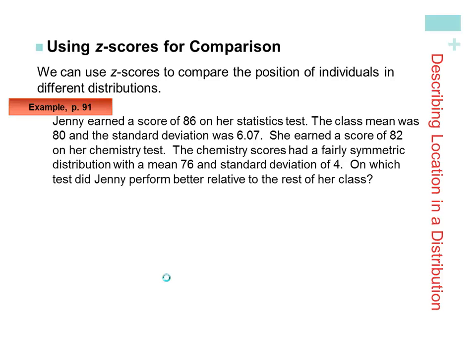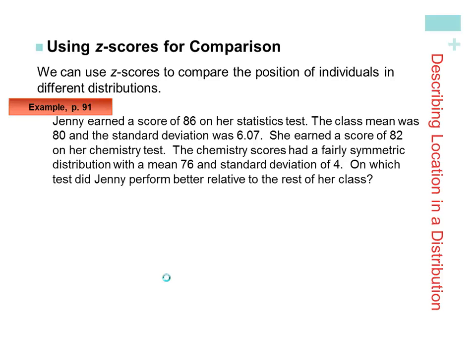So she got her stats test back and she got an 86, where the mean was an 80, and the standard deviation was 6.07. And she scored an 82 on her chemistry test. So 86 versus 82. Should she be happier about her stats grade or happier about her chemistry grade? At raw score alone, 86 and 82, you might think the stats test went better for her.